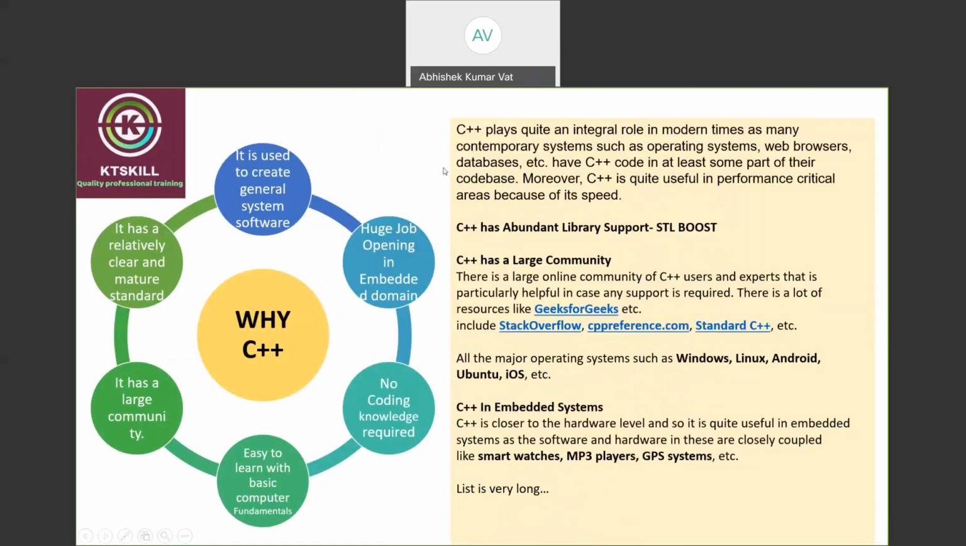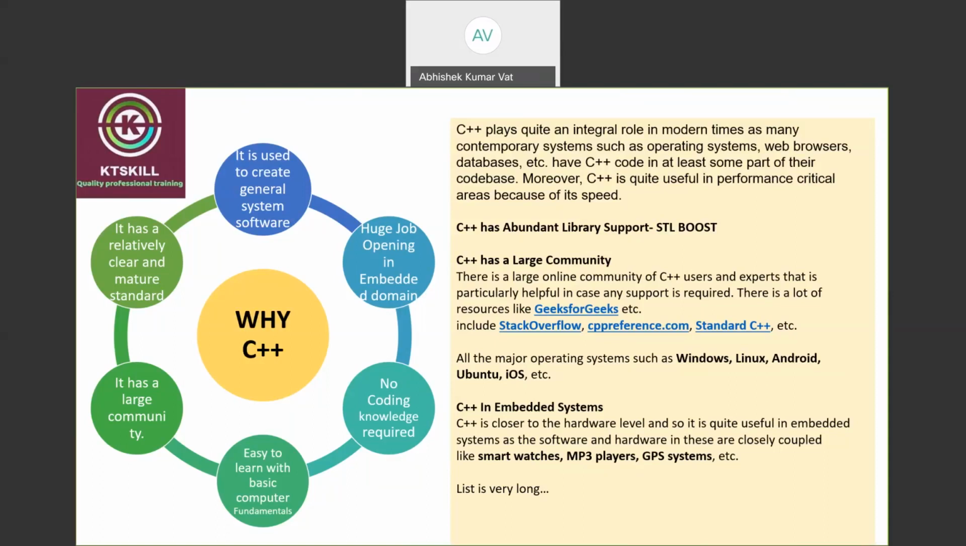Who all are using this C++? Basically, C++ plays a very integral role in modern times for developing contemporary systems such as operating systems, web browsers, gaming, databases, and other things. The most beautiful aspect of C++ is that it is very good performance-wise, and apart from that, security in the case of C++ is again very good. So that's why C++ is still preferred in the industry.